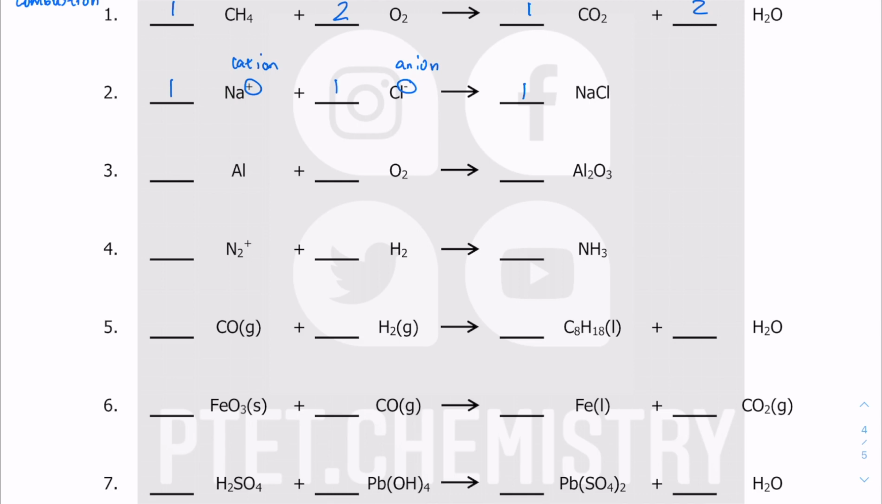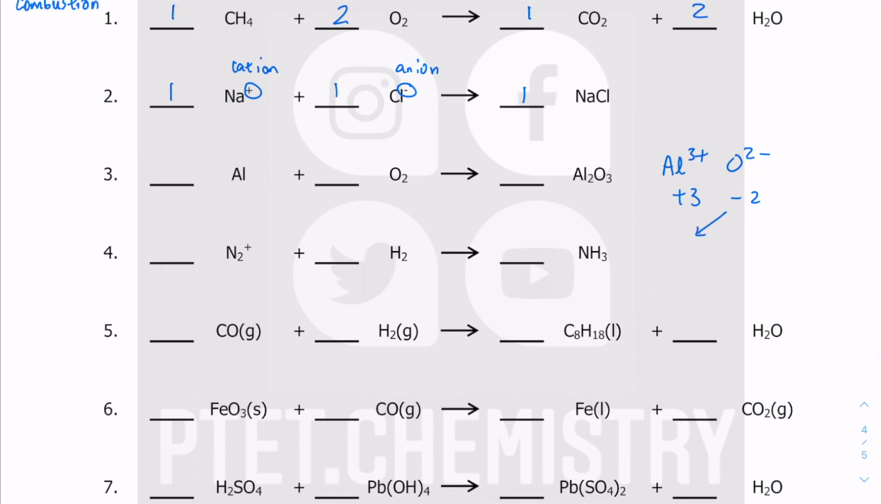On to the next one. If we have this thing called aluminium oxide, as you know, Al3+ and O2-. In case you forget, +3, -2. When we do the cross multiply thing, we never cross multiply the ions, we never cross multiply the charges, we cross multiply and bring down the value, the number. The number on -2 is 2, the number on +3 is 3.